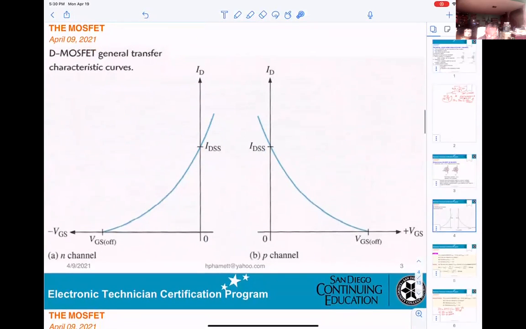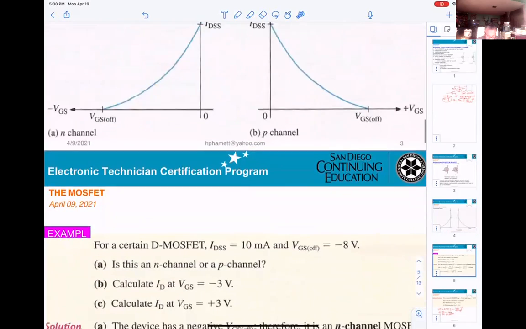This is the D MOSFET general transfer curve. So this will be the N channel and this will be the P channel. Exactly like the JFET, for the N channel VGS off will be negative. However, for the P channel, VGS off will be positive. That one is for the N channel and another one for the P channel.